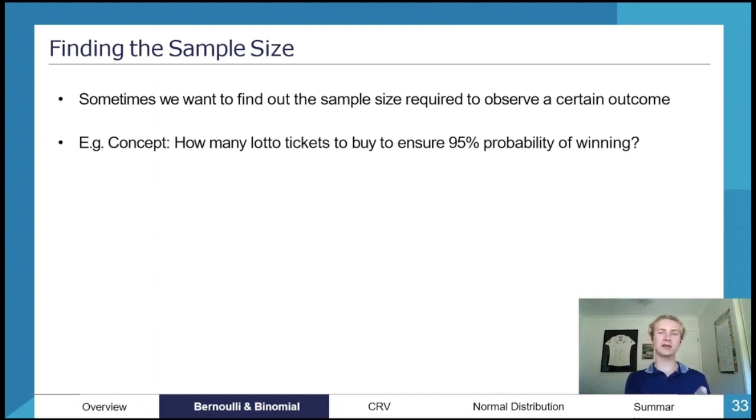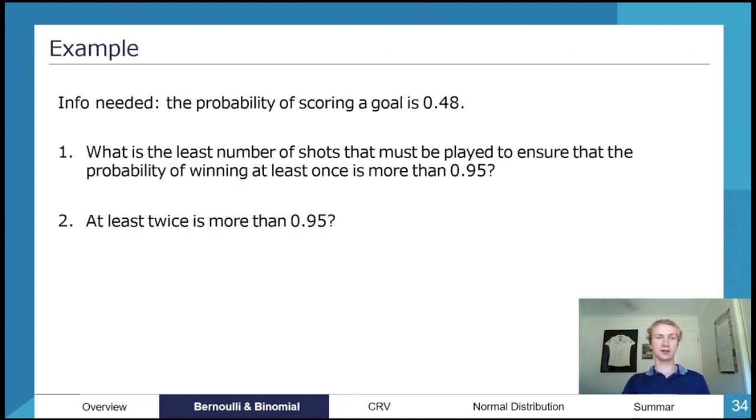or well, actually, yeah, we have been given R. We haven't been given the probability of winning on a single lotto ticket, because R would equal 1, because we only need to win once. R would be 1 up to N, and N is what we're trying to find, and then P of X equals R would equal 0.95, as you're going to see here. So the information we need is the probability of scoring equals 0.48.